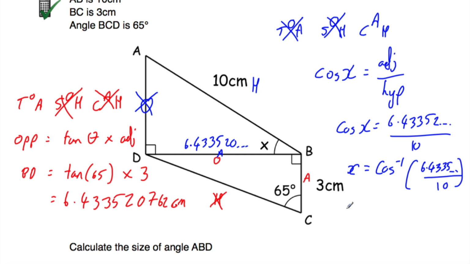And whenever I do that, I get that x, this angle, is equal to 49.957 and so on degrees. And let's just round that to 2 decimal places. So that'll be 49.96 degrees, and that's it.